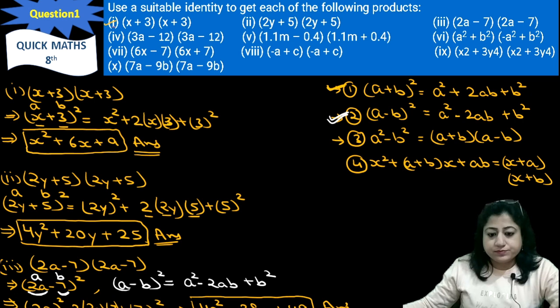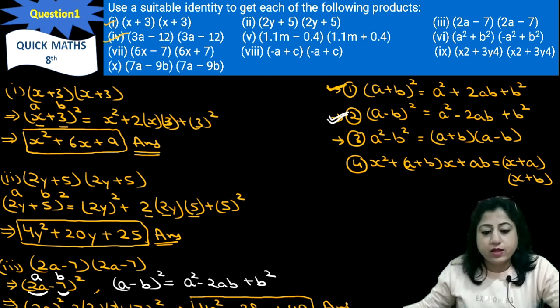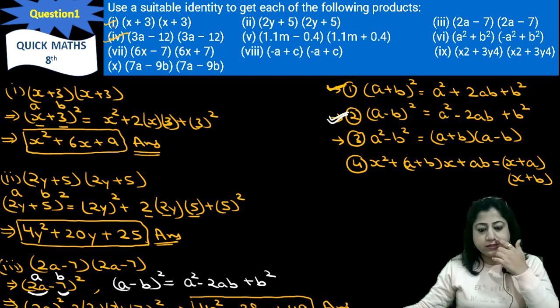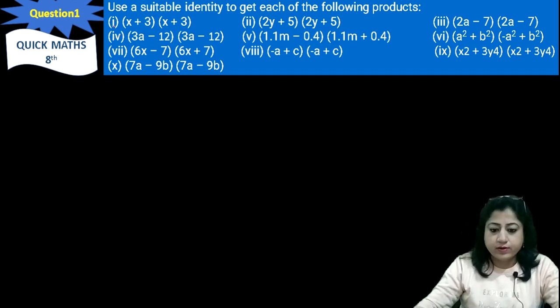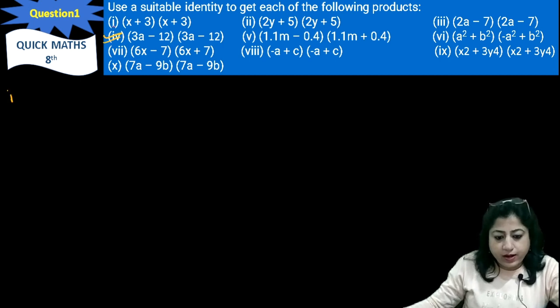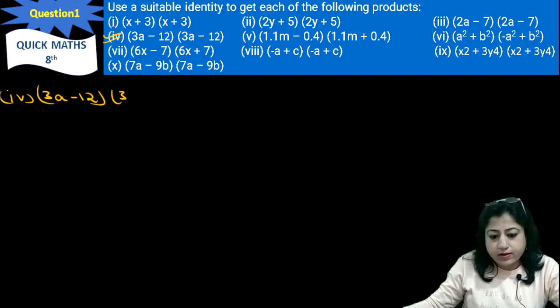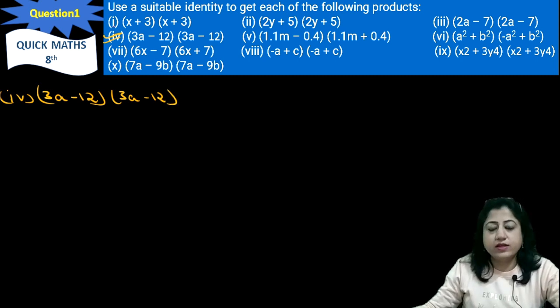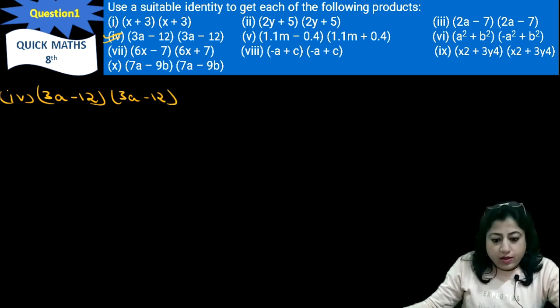Now come to the fourth part. For this we will move to the next slide. Now we will do the fourth part here. Fourth part is 3a minus 12. Again 3a minus 12. This is the same question as we have done in the third part. Here a is 3a, b is 12.